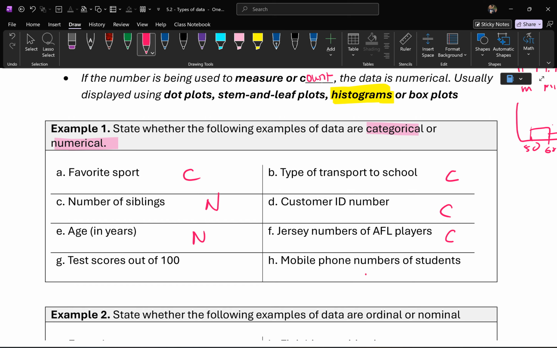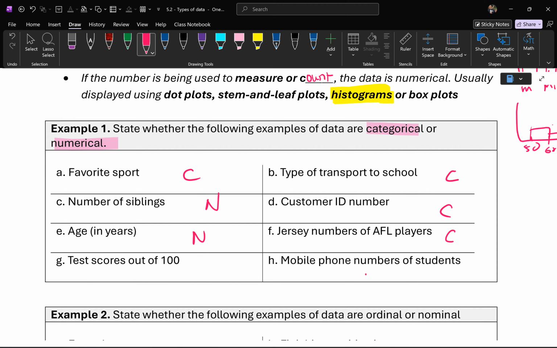Categorical again. You're picking up on the idea. Yes, they are numbers, but they're jersey numbers. What do they mean? Even if I added the numbers on the jerseys together and found the average, it doesn't mean anything. It doesn't make sense. So hence that's categorical. Okay, so sometimes these categoricals use numbers, but the numbers are a label. It's categorical. What about G?